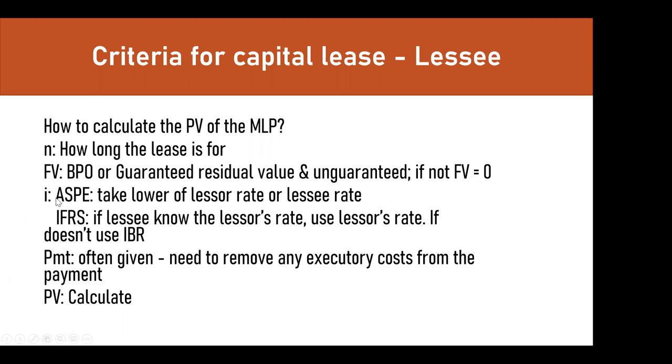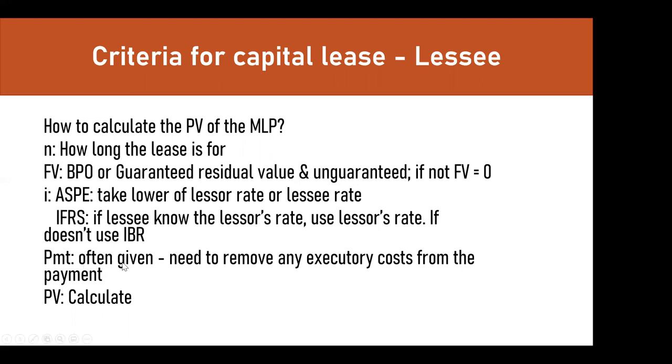And then your rate that you're going to use, you're going to see 2 rates. You're going to see an internal rate of return, the implicit rate in the lease, IRL. So that's the lessor rate. And then you're also going to see an incremental borrowing rate, and that's the lessee rate. Under ASPE, you're going to take the lower of the 2. And under IFRS, if the lessee knows what the lessor's rate is, they're going to use that. And if they don't, they're going to use their own.